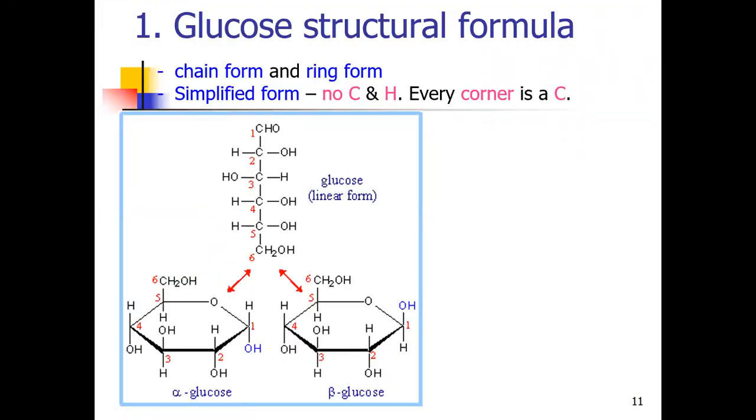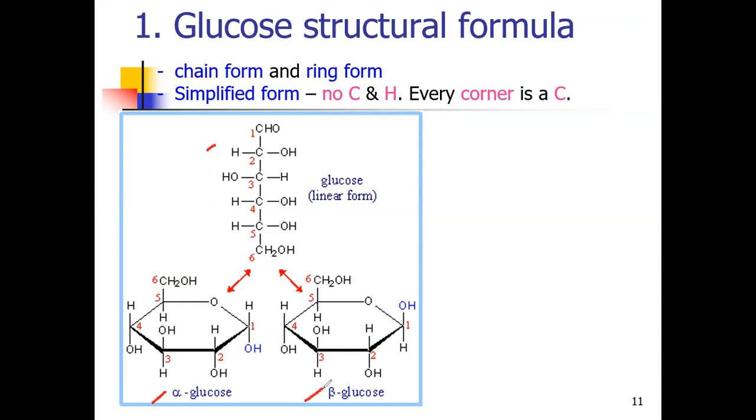So here I'm showing you the chain form as well as the ring form of a glucose molecule. This is the chain form of the glucose molecule, which can rearrange itself into the ring form, and there are 2 ring forms for the glucose molecule, either alpha glucose or beta glucose.